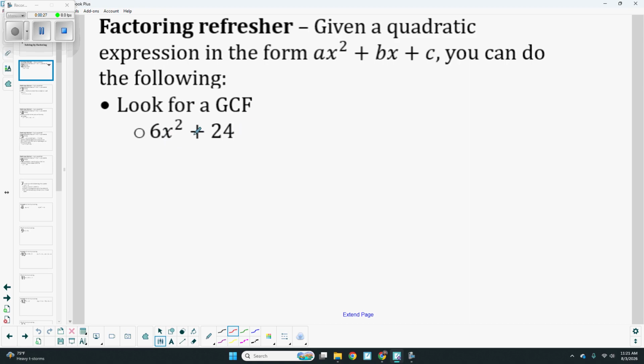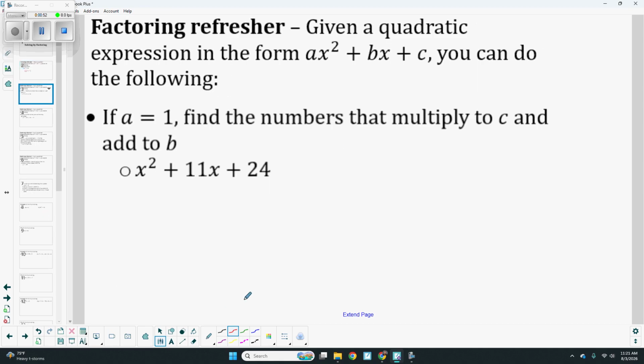So here, a 6 goes into both, and that's it, because this doesn't have an x term, this had an x squared. So if I take out the 6, 6x squared divided by 6 is just x squared, plus 24 divided by 6 is 4. So this is the factored form of 6x squared plus 24. All we had to do is take out a GCF.